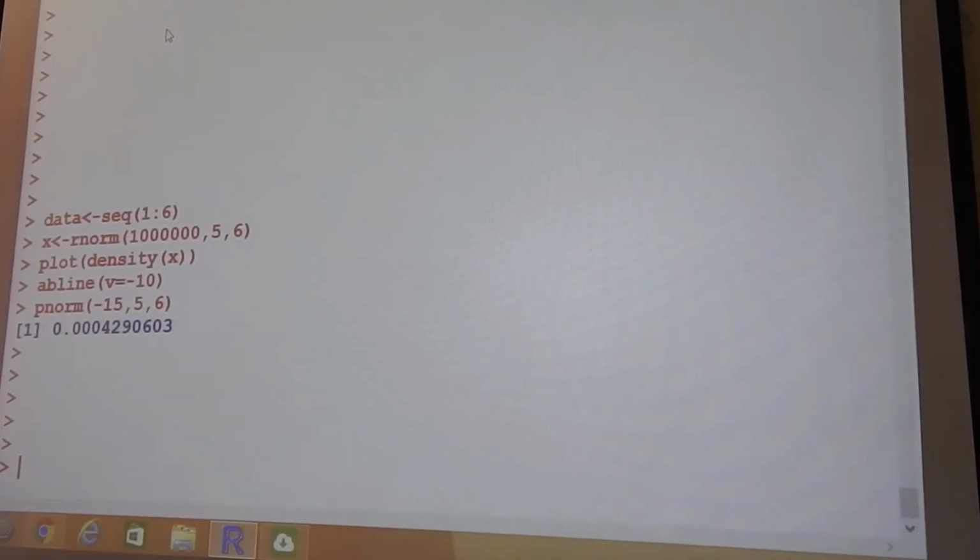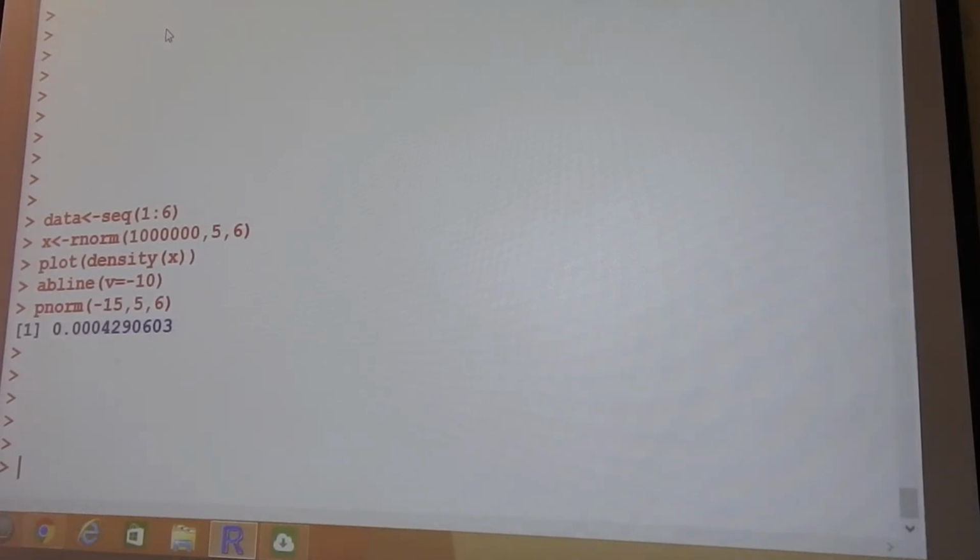I did this with minus 15, and I ran this and got this answer. What does this number stand for? 0.0042900603. Probability less than minus 15. Once again, the area to the left. So it is the probability that the normally distributed random variable with mean 5 and standard deviation 6 takes a value less than minus 15.